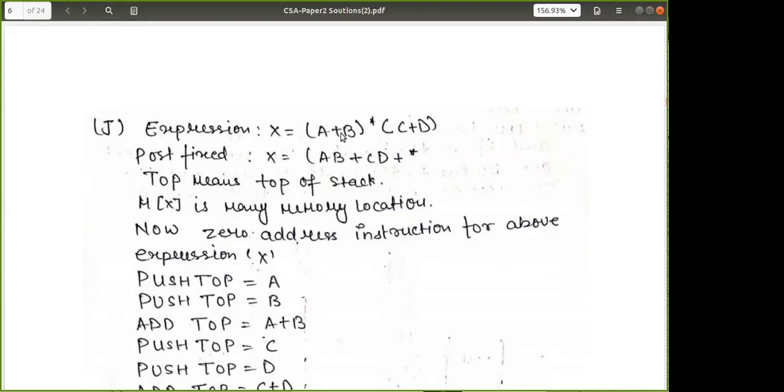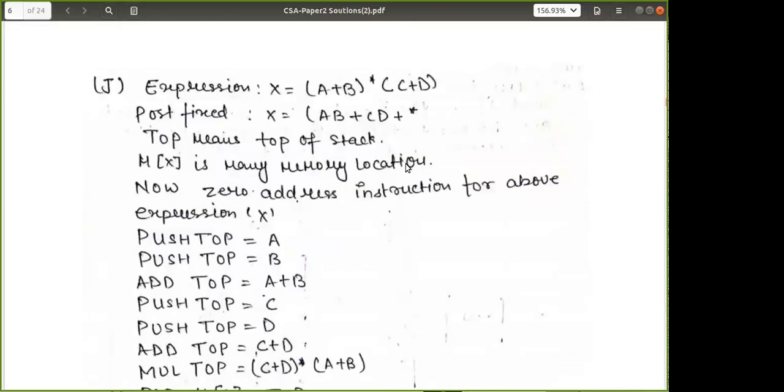So here you see there is a plus, a multiplication, and the brackets. The highest precedence is of the brackets, and then we give the precedence to the values inside the bracket. So here first the operation a plus b is performed, then c plus d is performed. After that we will do the multiplication. So the postfix of this expression is ab plus cd plus and into.